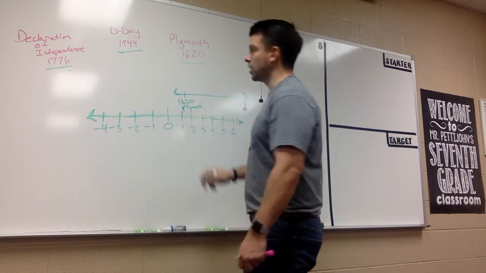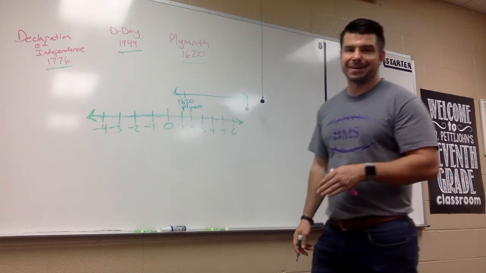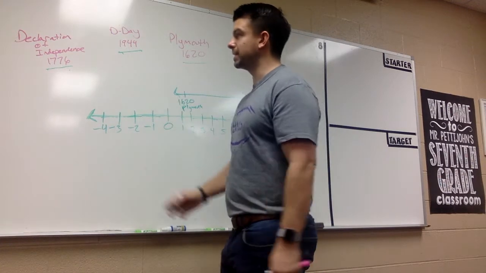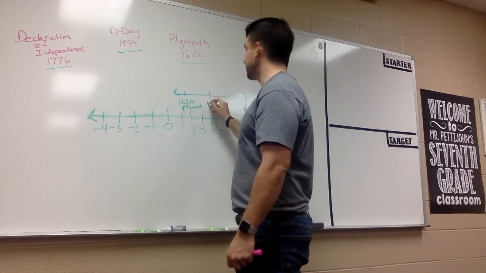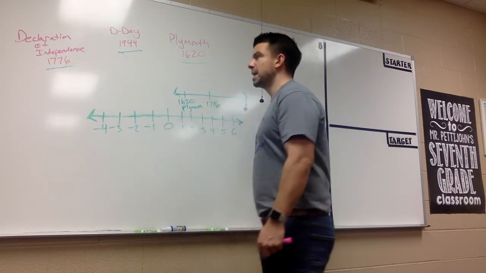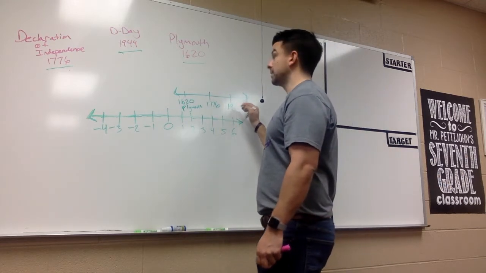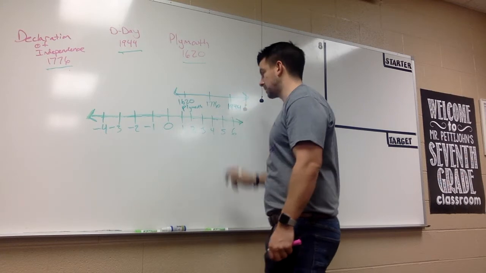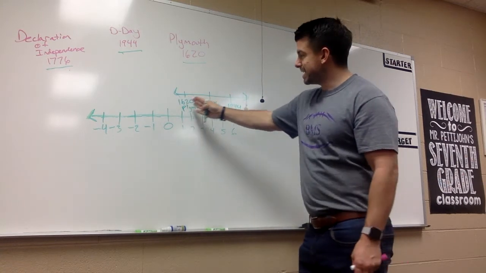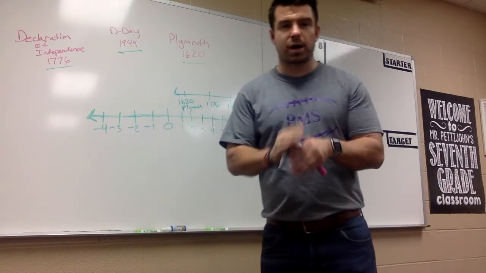Okay. Our next number is going to be slightly higher. So our next number will be the Declaration of Independence. That happened in 1776. And then the next number after that would be D-Day happening in 1944. Okay. So the numbers increase as you go to the right.